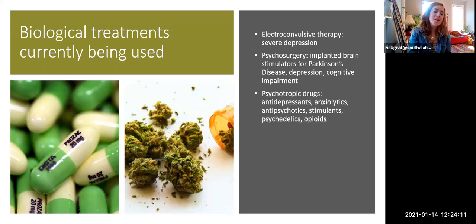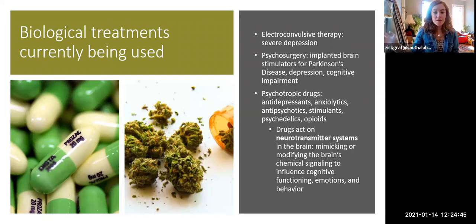But of course, the most common biological treatments that we use today are psychotropic drugs. So these are psych medications that act on systems in the brain and nervous system, including antidepressants, anti-anxiety medications like anxiolytic drugs, antipsychotics, stimulant drugs like Ritalin for ADHD, and then psychedelic drugs, so drugs that have a psychoactive effect like LSD or like THC in marijuana, and opioids, which have analgesic effects.